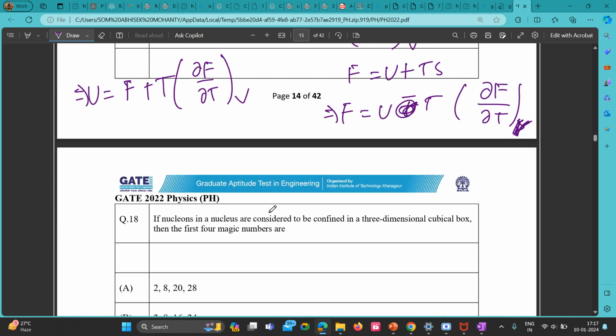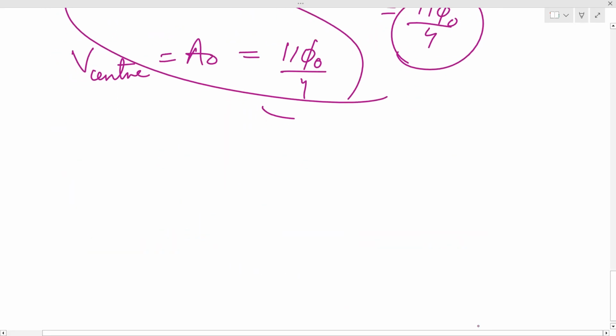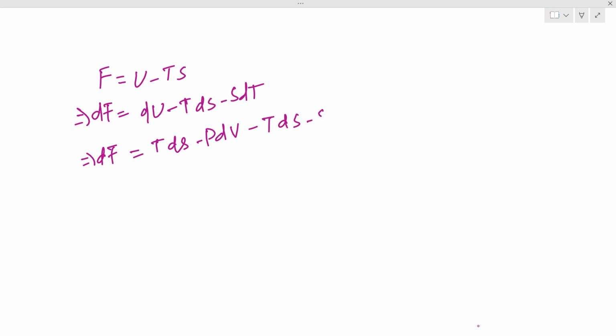Let me do it again. F is equal to U minus TS. dF is equal to dU minus TdS minus SdT. dU is what? TdS minus PdV, minus TdS minus SdT.